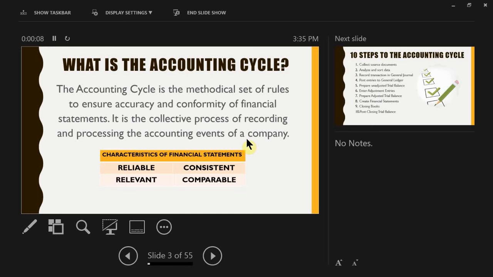Chapter 4. Once again, the accounting cycle. What is it? It is a systematic or methodical series of rules and regulations that ensures the accuracy of our accounting. What it truly does is allow us to analyze, by using our collective process of recording, analyzing, and processing, the accounting events of a company.